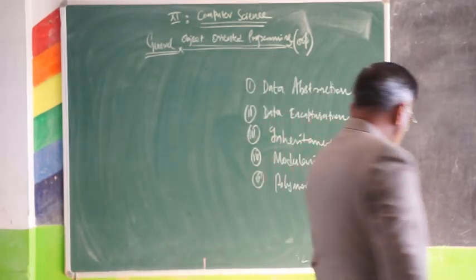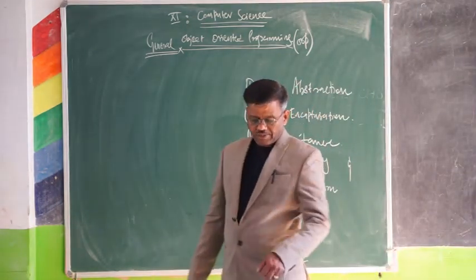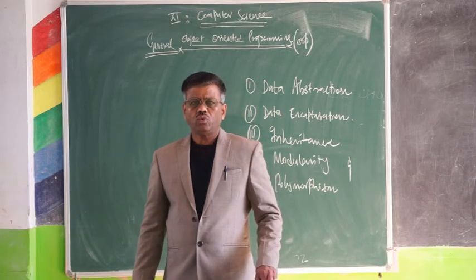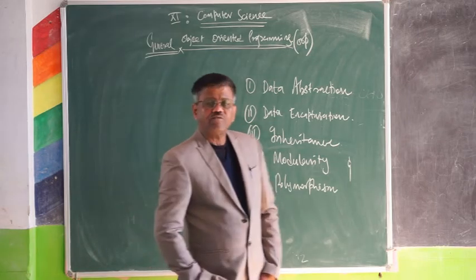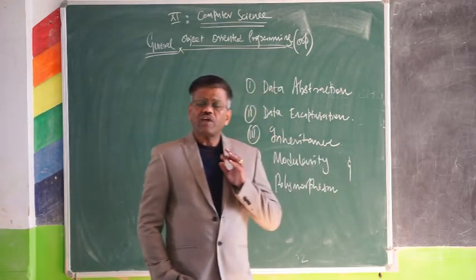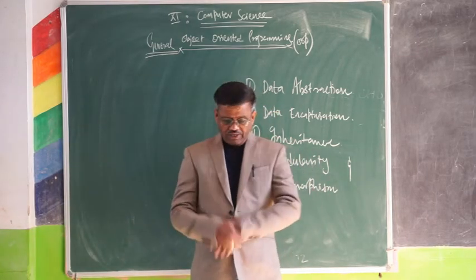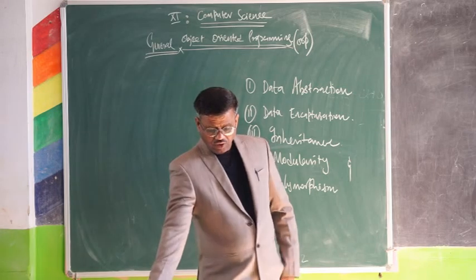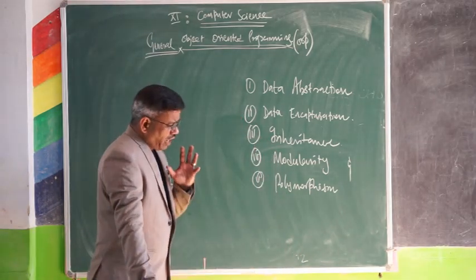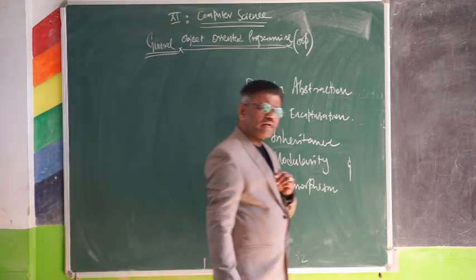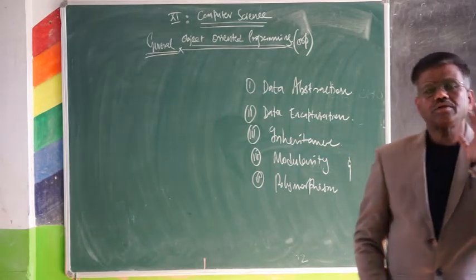Now here I go. What is this data abstraction? You can refer to page number 101. Data abstraction refers to the act of representing essential features without including the background details or background explanations. What do you mean by that? Okay, I'll cite a simple example.